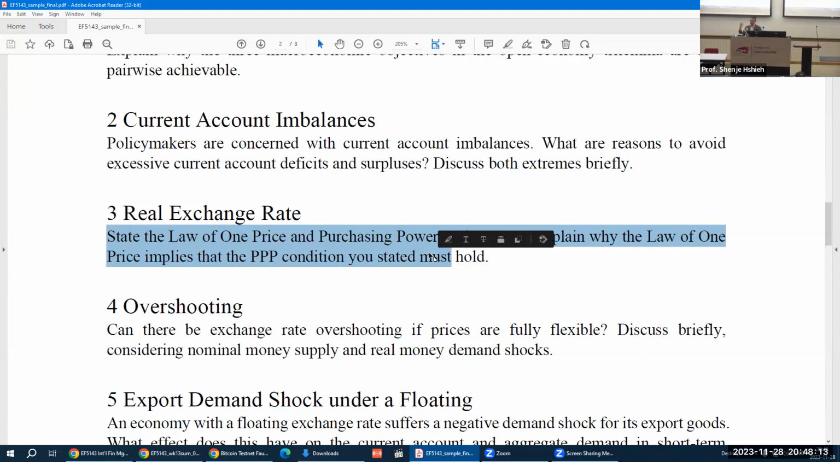So the strongest form of the real exchange rate is called the law of one price, which means we can use the exchange rate to convert any asset, commodity, goods or services between two countries, right, accurately, right?